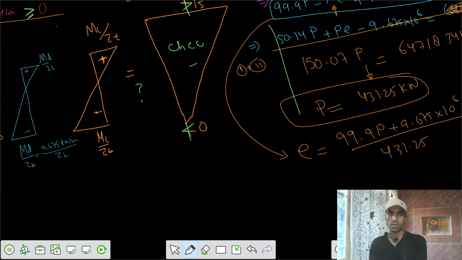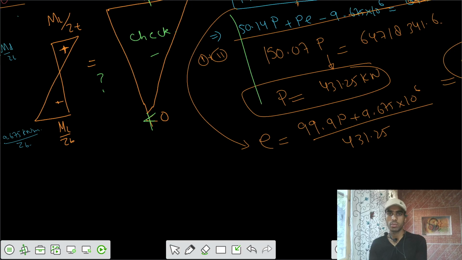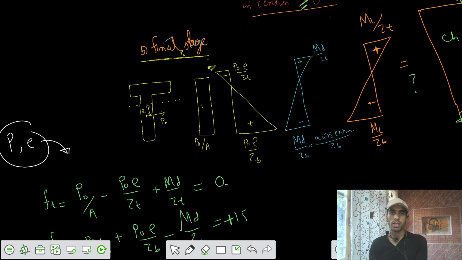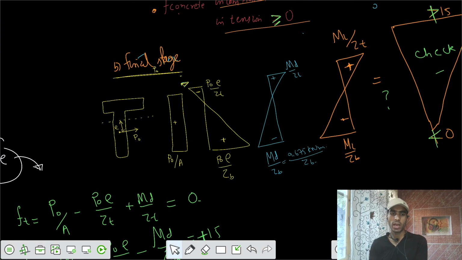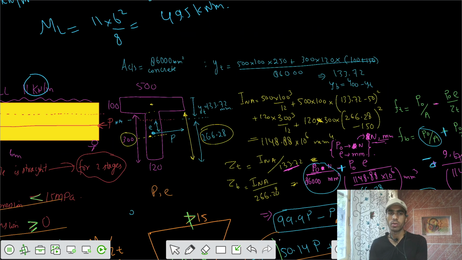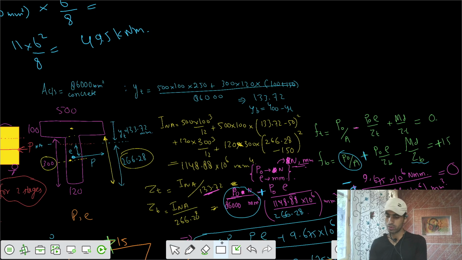We need to check. So for that, let's keep these values as 431.25, and the value of E is 122.33. And I would say there are some losses also. The final stage would be having some losses. We'd be having some K times B naught, for all those values of P. So we need to see what is the percentage loss we have to take.